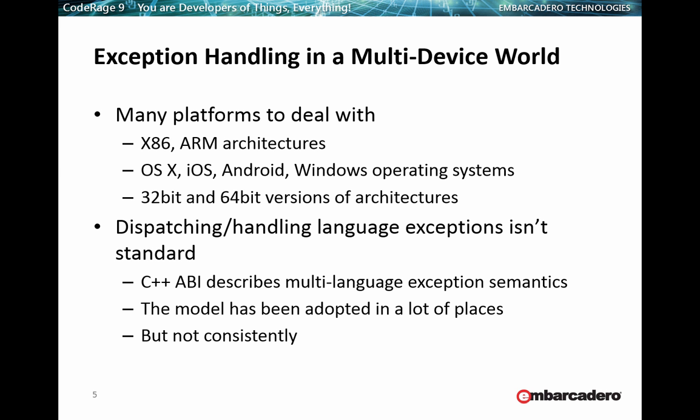Okay, so exception handling in a multi-device world. For the longest time, we were dealing with Win32 only. And now we have a whole bunch of different platforms to deal with. We have multiple processor architectures to deal with, x86 and ARM. There are 32-bit and 64-bit versions of both of those architectures. And we're dealing with OS X, iOS, Android, and Windows operating systems.